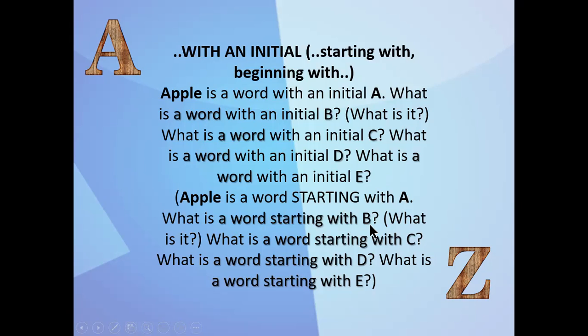What is a word starting with B? Book is a word starting with B. What is a word starting with C? Coffee is a word starting with C. What is a word starting with D? Duck is a word starting with D. What is a word starting with E? Eagle is a word starting with E.